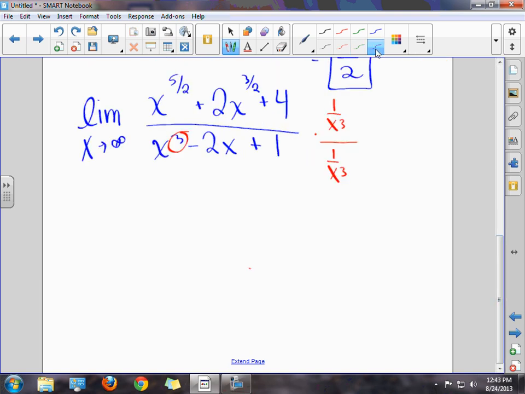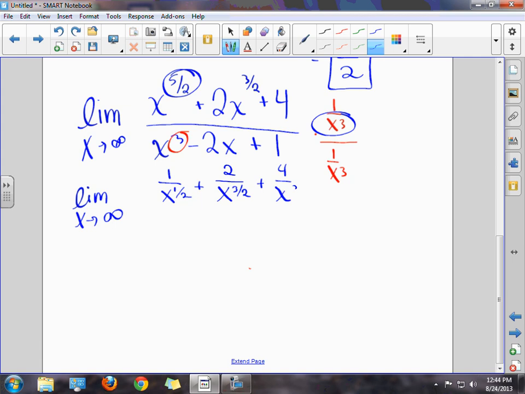And let's see what happens. So when I divide this piece by x cubed, what's going to happen is I'm going to subtract my exponents. So 5 halves minus 3 is going to be negative 1 half. So this is going to be 1 over x to the 1 half power plus. And I'm going to do the same thing again. 3 halves minus 3 is negative 1 half. So this is going to be 2 over x to the 3 halves power. And then plus 4 over x to the third.